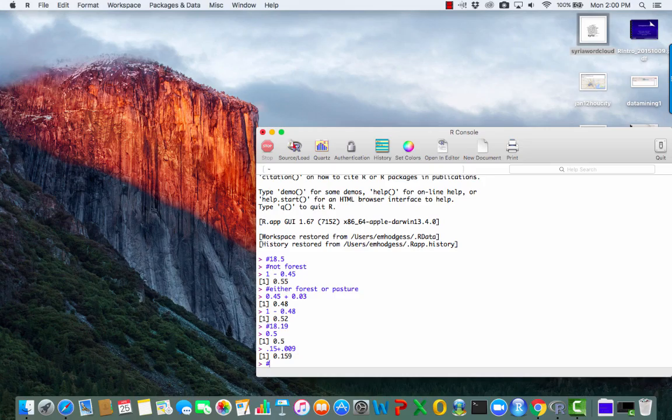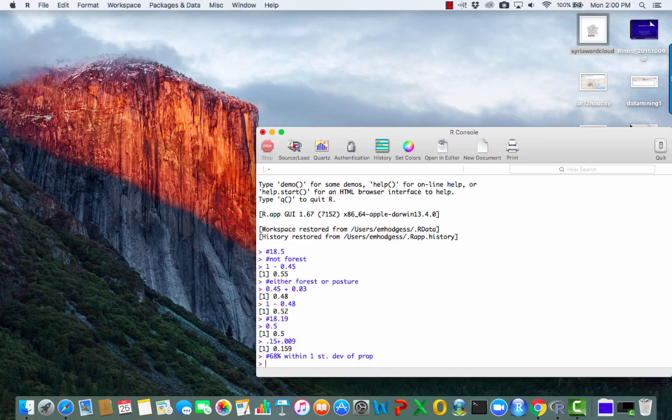Okay, good. 68% because we're within one standard deviation of the proportion. The same thing that happens with a mean happens with the proportions. It's the same kind of thing.